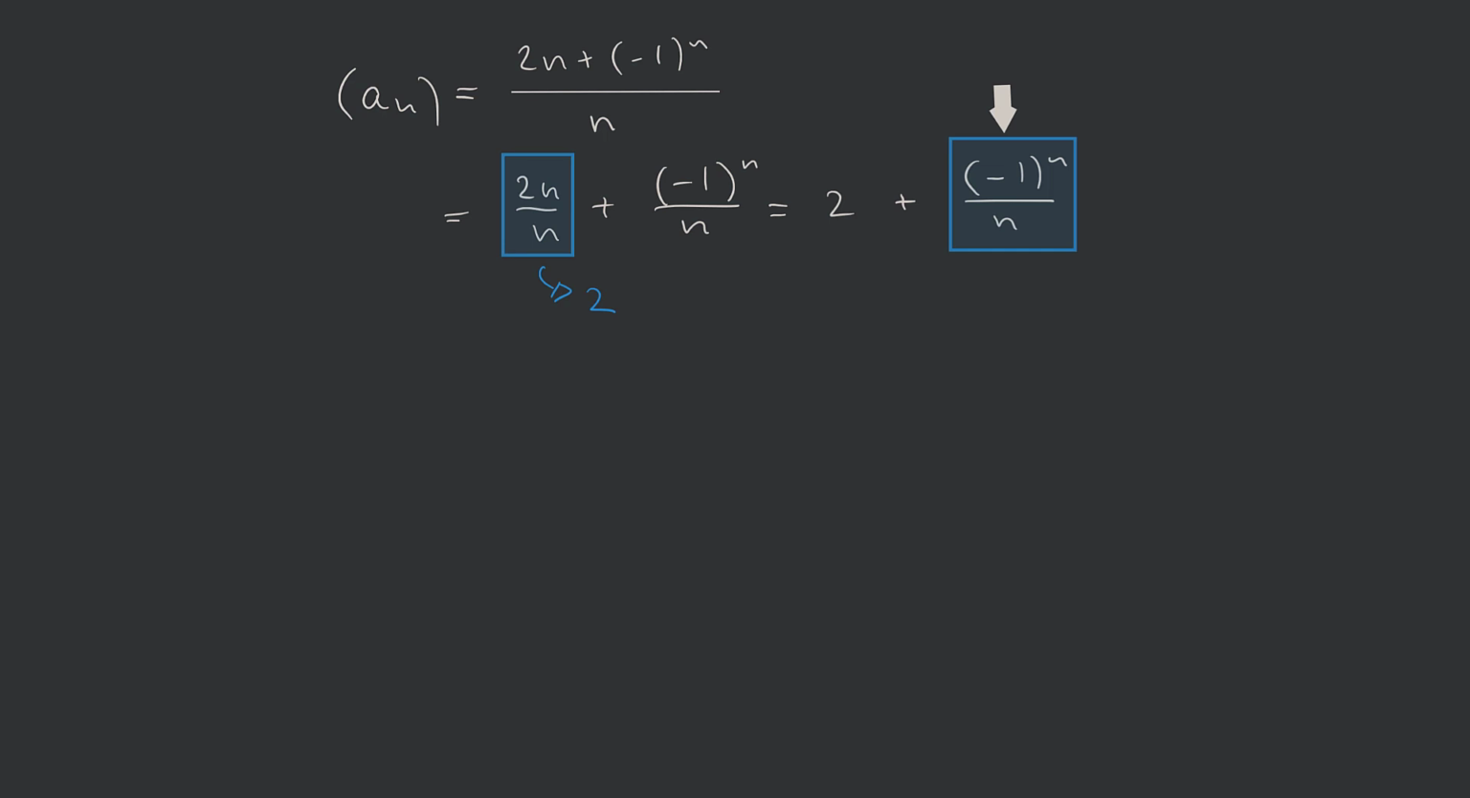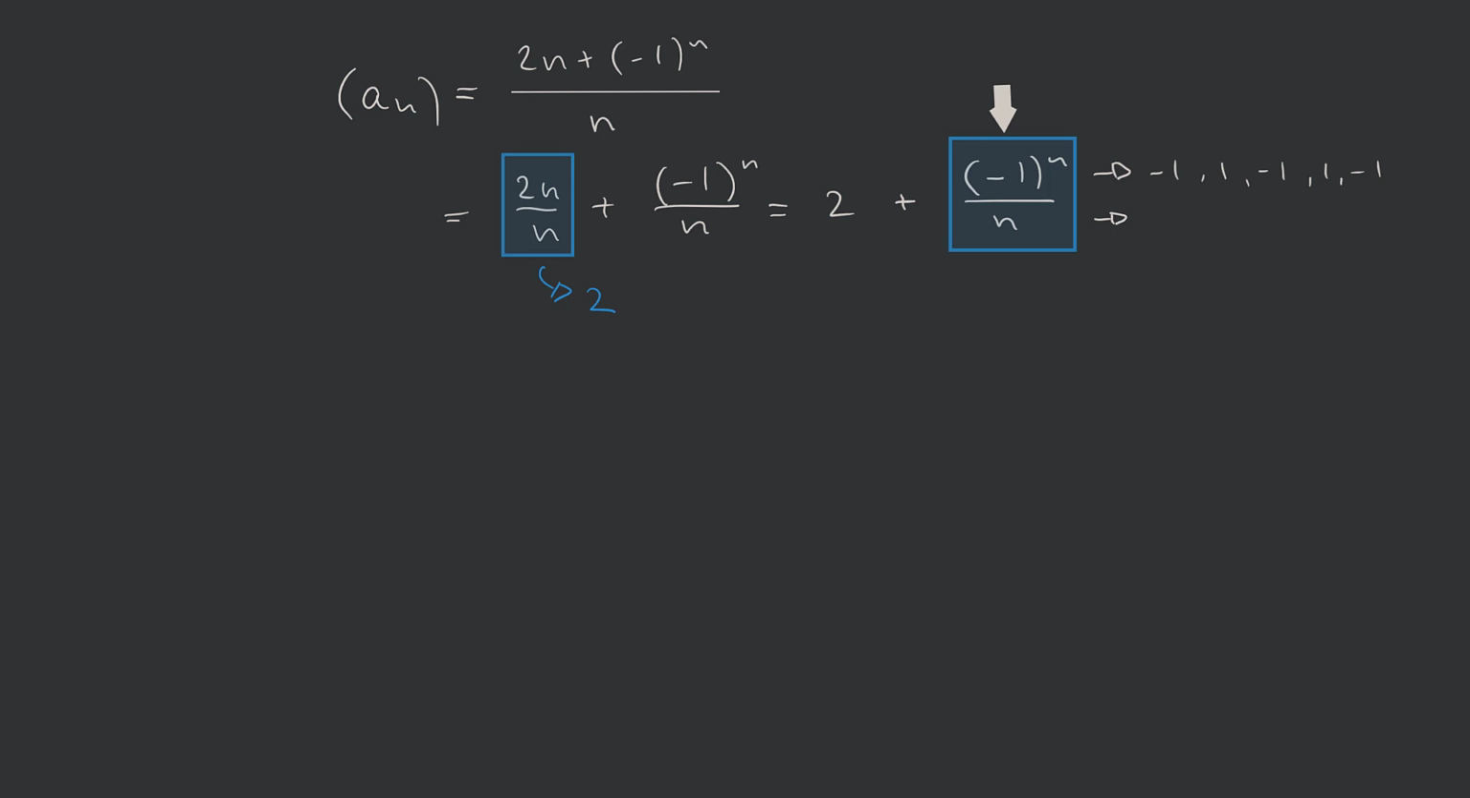And it's fruitful to understand how it behaves. Well, what does the numerator do? It is (minus 1) to the power of n. So for n equals 1, we have minus 1. For n equals 2, we have minus 1 times minus 1, which is 1. For n equals 3, we have minus 1 times minus 1 times minus 1, which is minus 1 again. So you see that the sequence oscillates between 1 and minus 1 forever.